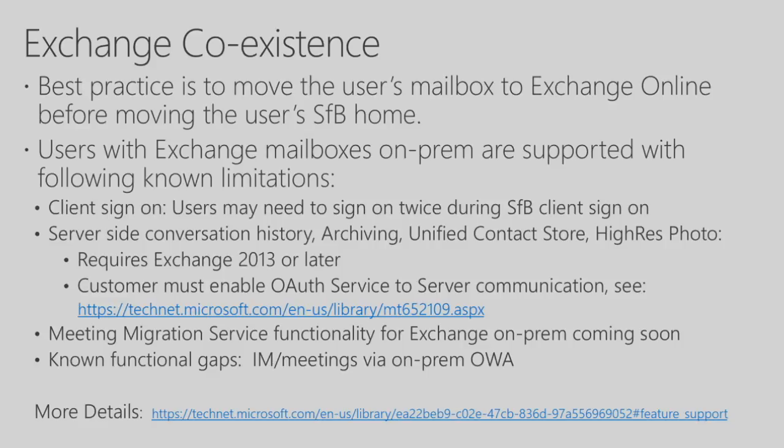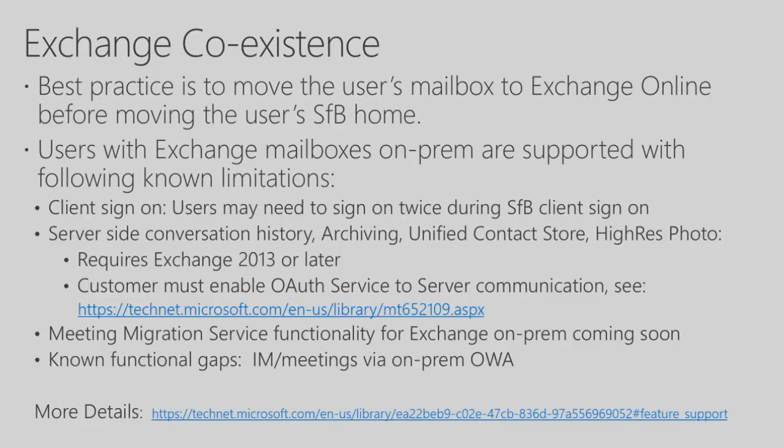You're also going to notice that some features are not going to be available unless you have at least Exchange 2013 and you've configured OAuth service-to-server communication. And so those features are things like server-side conversation history, archiving, the unified contact store, high-res photos, right? And so you can go to that link, have a big, huge matrix of all the different features and different versions.